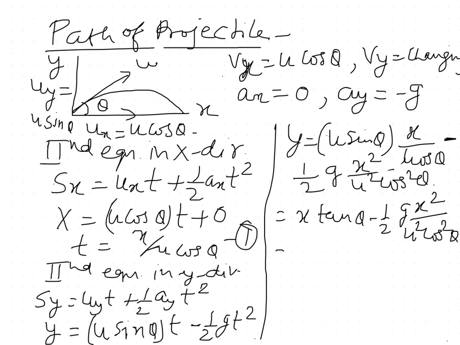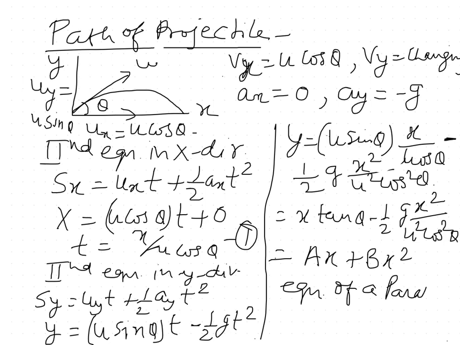So by comparing, we can say that tan theta is constant. Similarly, 1 by 2 g upon u square cos square theta is also a constant. So we can write it as ax plus bx square. That is the equation of a parabola. So we can say that the path of this projectile is a parabola, y equal to ax plus bx square. In this way we can prove the equation of path of this projectile.